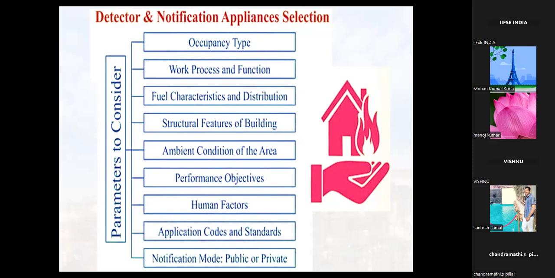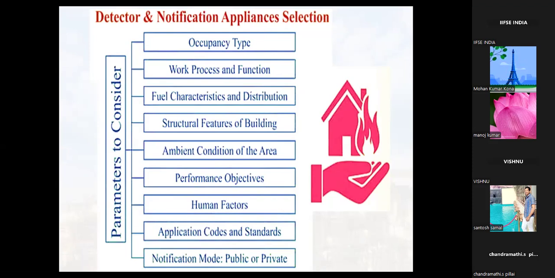then depending upon that also we go for selection of this system. Then performance objective: definitely, high performance devices we would like to install, what I have shown you now with the UV and IR systems being used. Then human factors, and definitely application codes and standards. With this I will speak in the last slide. Notification mode, public or private.